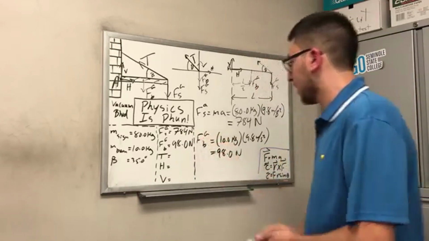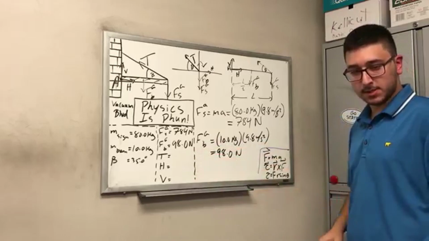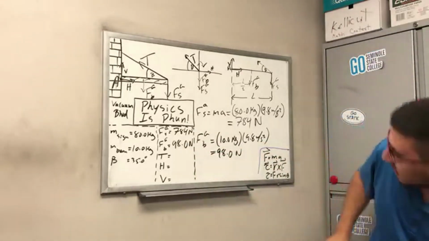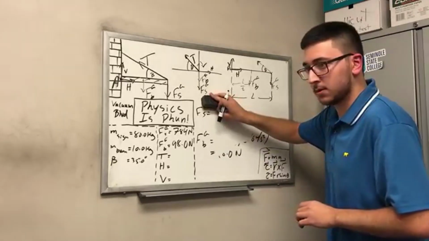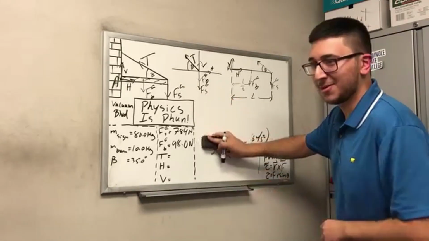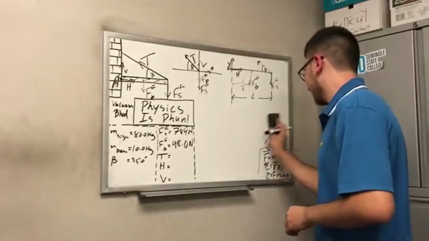So now we have 2 of the 5 forces already figured out. I'm going to erase this. Those are both going down. Can you just add them up, or is that super wrong? I'm going to add them up in a second. You can, yes, because it's going in the same direction.